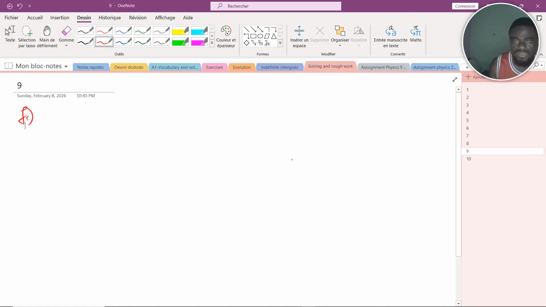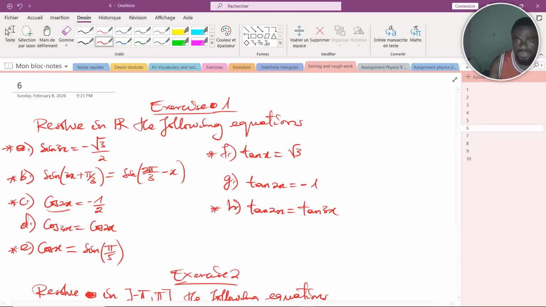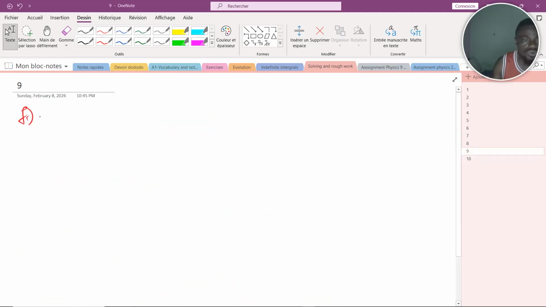So welcome back, Stella. We're going to finish with these two other exercises, the F and the H. We're going to do the F. The F says tan x equals root 3. Okay, let's try to solve it.